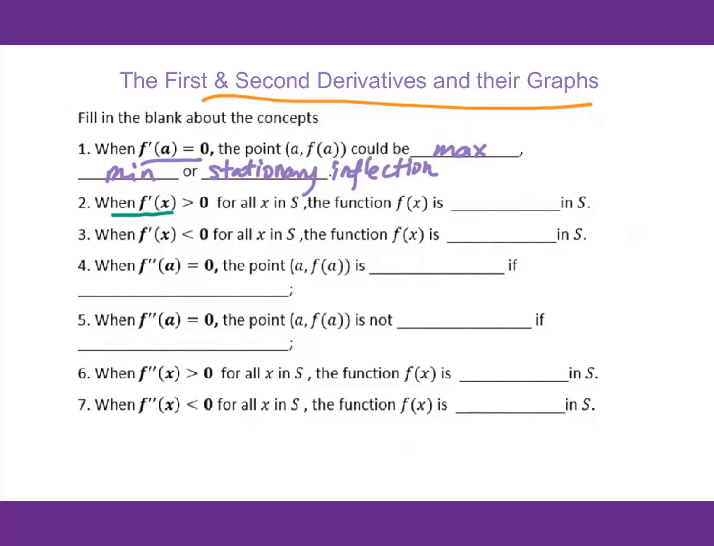When f prime of x greater than 0, which means f of x is increasing. When f prime of x less than 0, then the function f of x is decreasing.